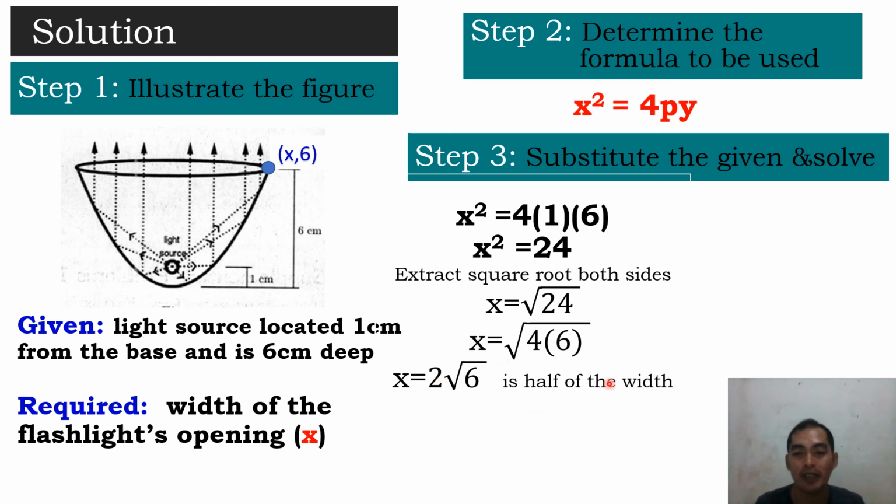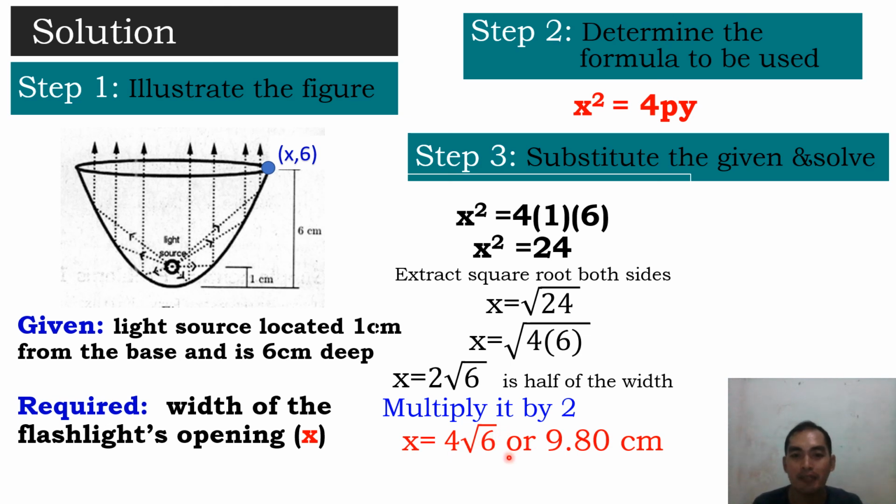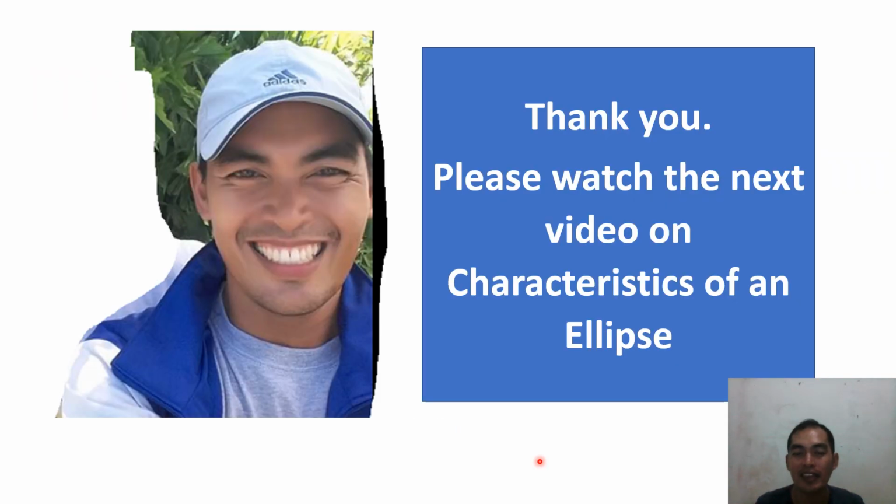That is half of the width. Ang kukunin natin buong width of the flashlight. So, times 2. You multiply it by 2 and our answer is 4 times the square root of 6 or 9.80 centimeters. That's the width of the opening of the flashlight. And that's the answer. Okay?